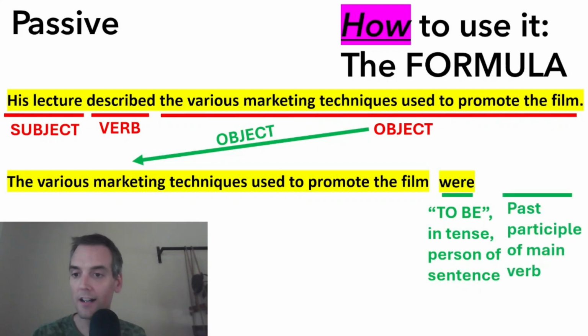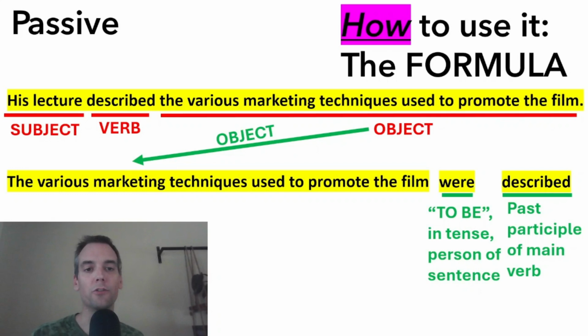Now we need the past participle of our verb. What happened to these marketing techniques? They were described. This is the past participle, isn't it? Not the past simple, which sometimes can be different depending on the verb. Choose, chose, chosen. Right? I chose an apple, an apple was chosen. So be a bit careful because it can be different.